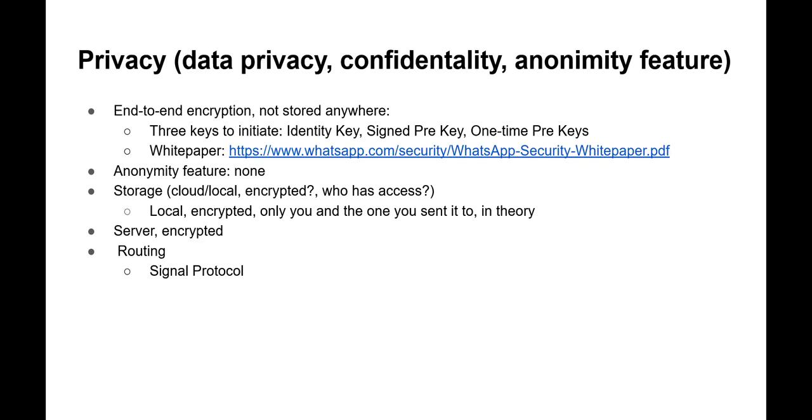All of these three keys are created at the time of installation, but the one-time pre-keys are created every single time they run out. So it's basically a set of keys, and if the user runs out of them, then they are recreated. The identity key is the first one to be created, and this one is used to sign the pre-keys, and the one-time pre-keys are created in a similar fashion, but they just have different values from the identity and the signed pre-keys.